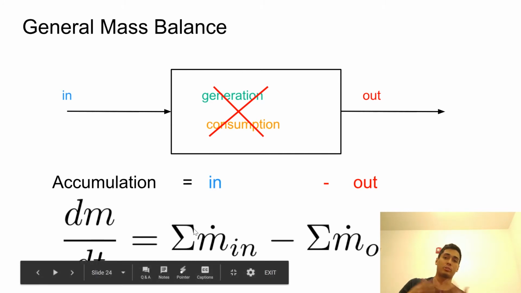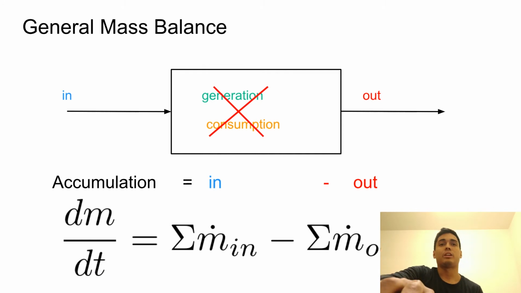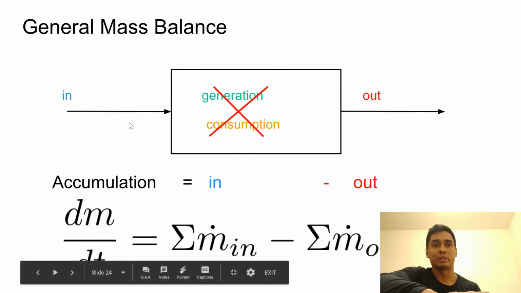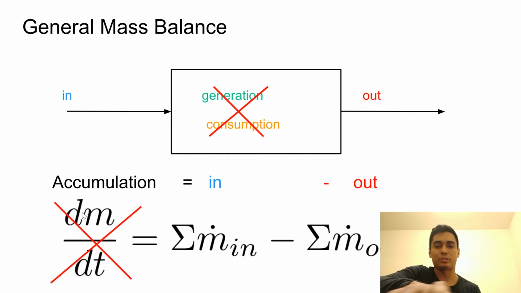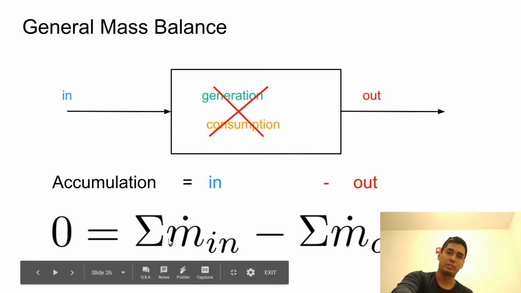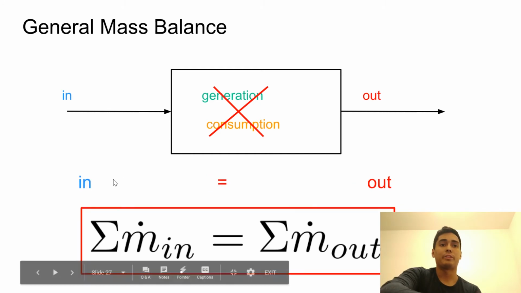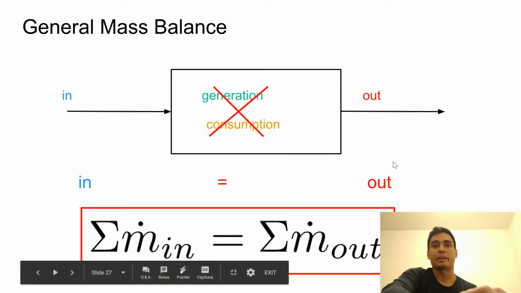You're adding up all these streams of fluid or mass, whatever's coming in on the left, going inside, and you're subtracting whatever's coming out. And now if you make the assumption that it's steady state, then dm dt goes to 0. So we have 0 equals summation m in minus summation m out. So these are all the streams coming in and all the streams coming out. And now we can say simply that in equals out. Everything coming in is equal to everything coming out.